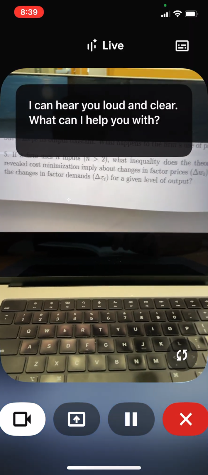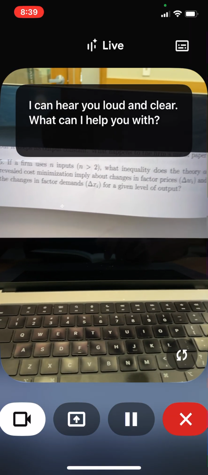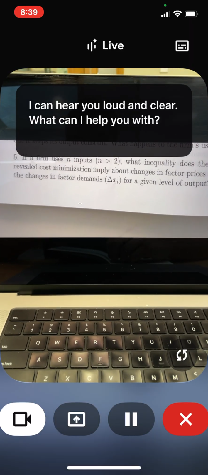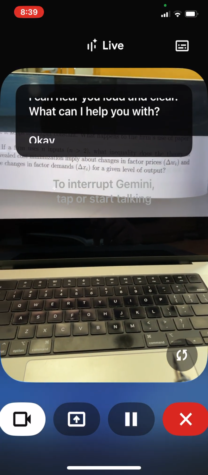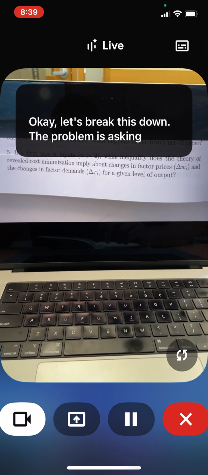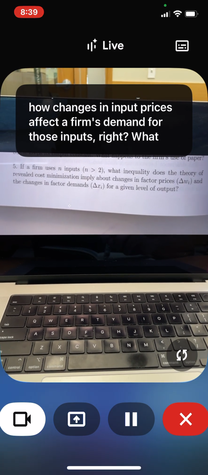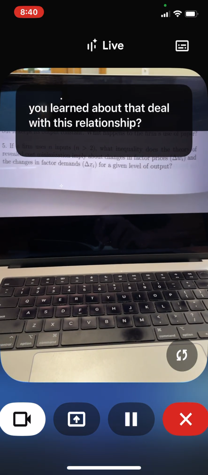So I'm working on this economics problem and I have no idea where to start. Can you help tutor me through this, but don't tell me the answer exactly, but help me arrive at the answer Socratically? Okay, let's break this down. The problem is asking about how changes in input prices affect a firm's demand for those inputs, right? What concepts or theories have you learned about that deal with this relationship?